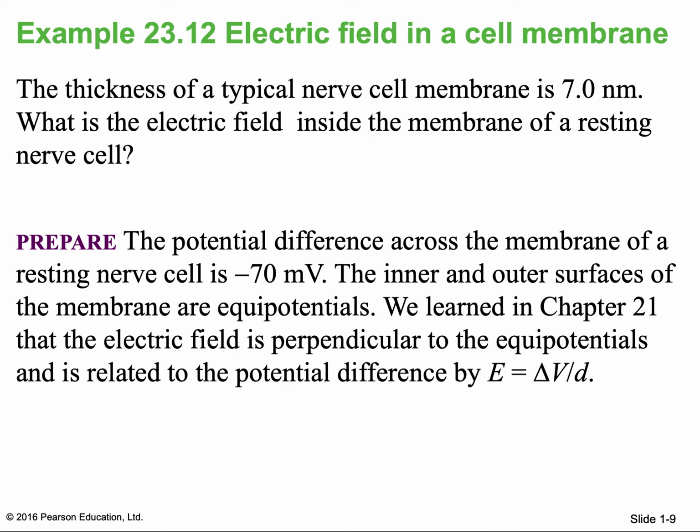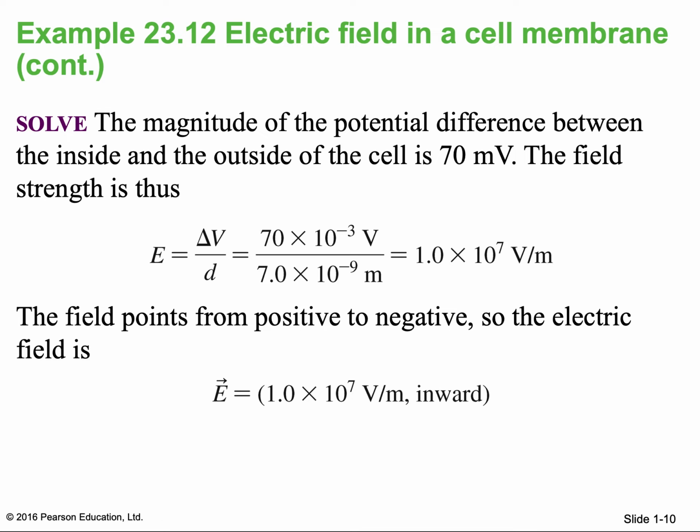Here's a quick example problem. In this example, we are told that the cell membrane is typically 7 nanometers thick, and we know that the potential difference across the membrane is negative 70 millivolts. So, plugging this into our equation of the electric field equals delta V over d, we find that the electric field is 1 times 10 to the 7 volts per meter.